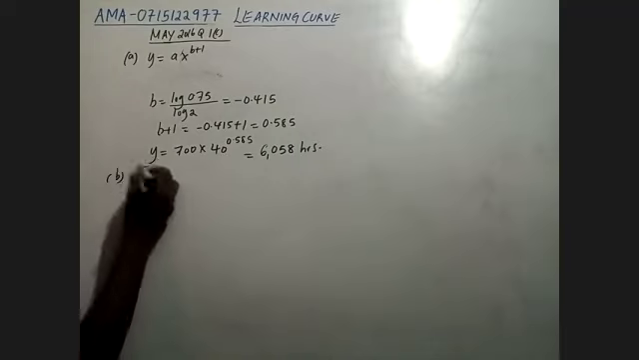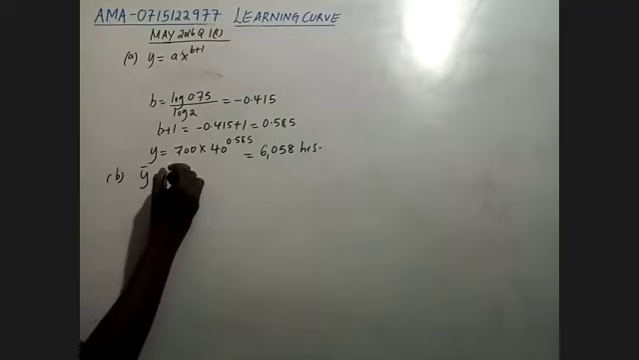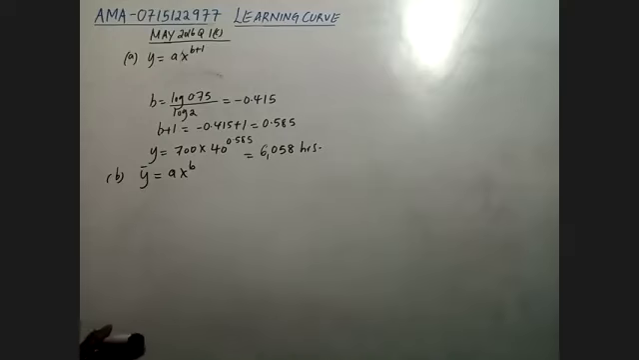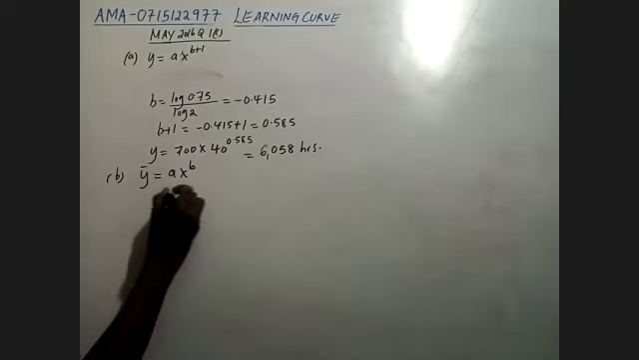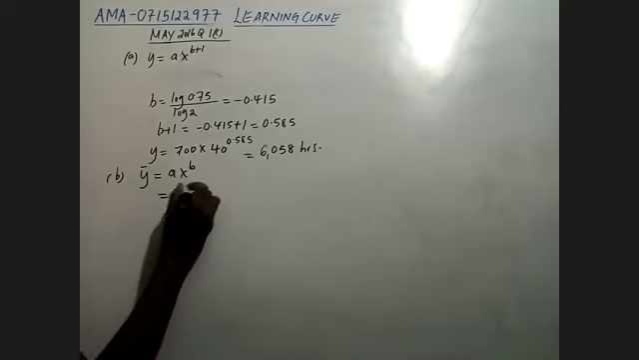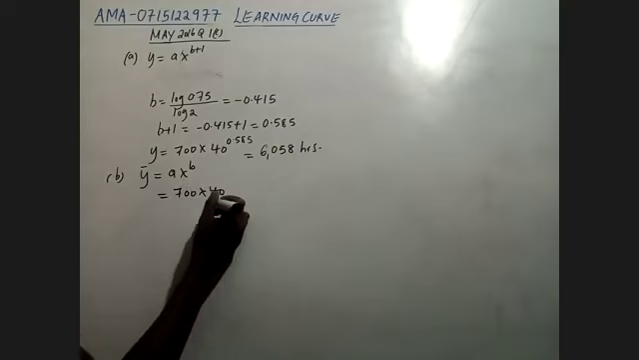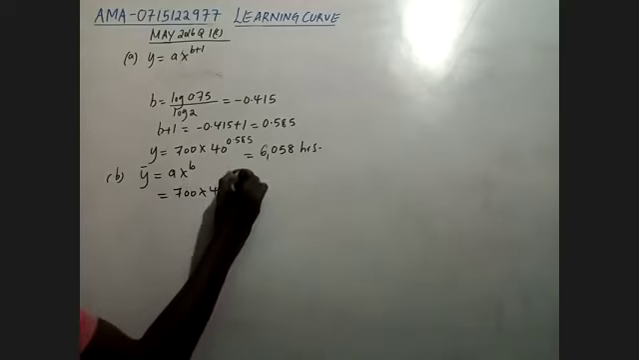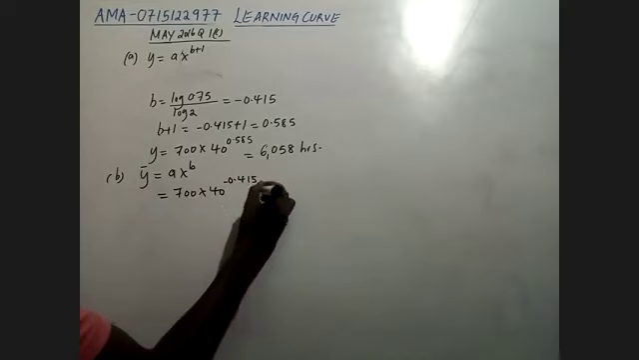Average time for 40 units. So average time tunatumia the average formula, which is equals to a x to the power b, sivyo? Yes. So 700 times 40. B yetu ni ngapi? Negative 0.415.